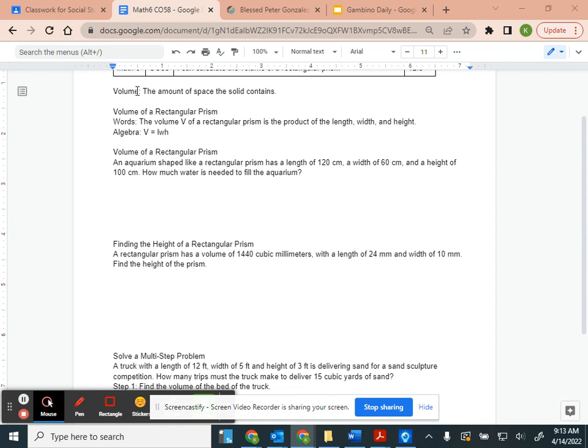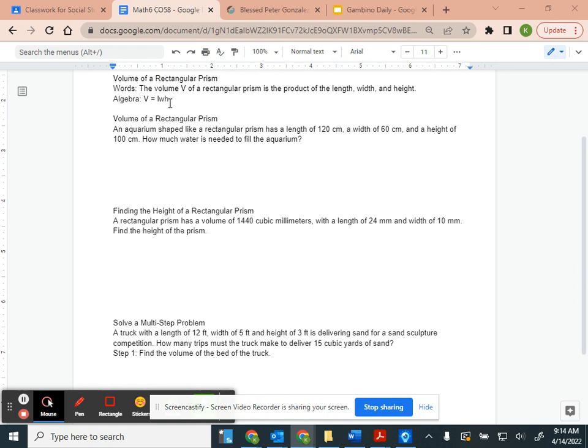All right, so the volume we are working on is how much something contains, the space that a solid has. So how much can we fill it with? So our formula for the volume of a rectangular prism is volume, V, equals length times width times height. So we have a rectangular prism.